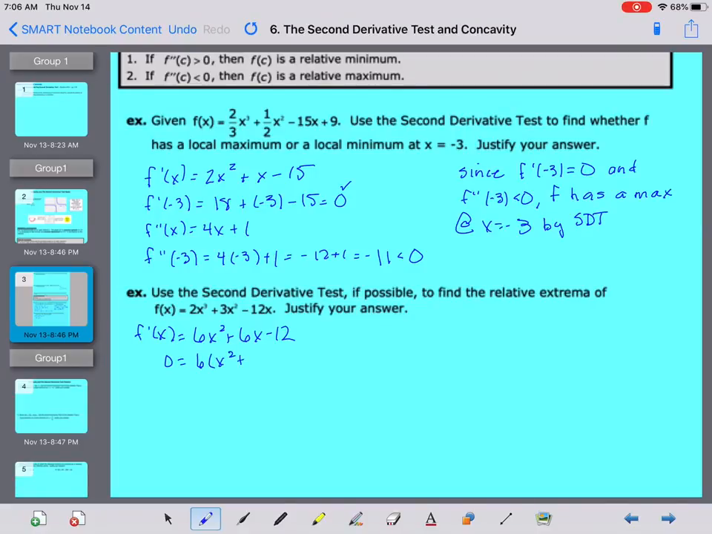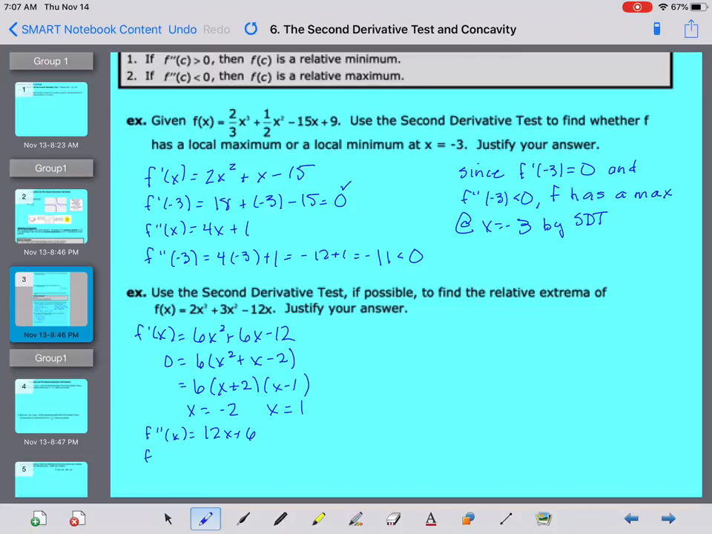So I'm going to factor this. So I get x plus 2 and x minus 1, which means x is in fact negative 2 and x is in fact 1. Okay, so two critical values as a result. Now to determine if they're the max or the min, the next thing I need for the second derivative test is, of course, the second derivative. So if I do that, I get 12x plus 6.